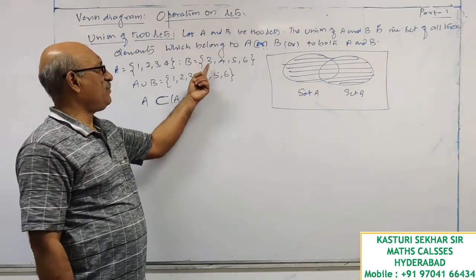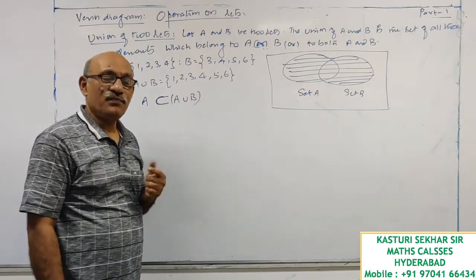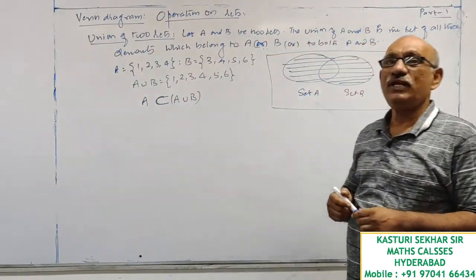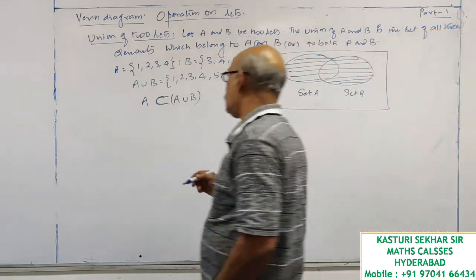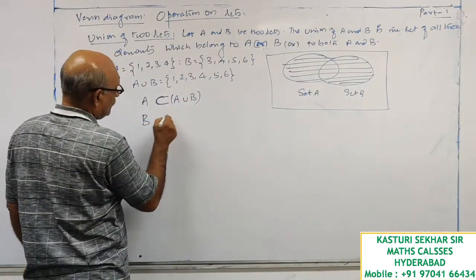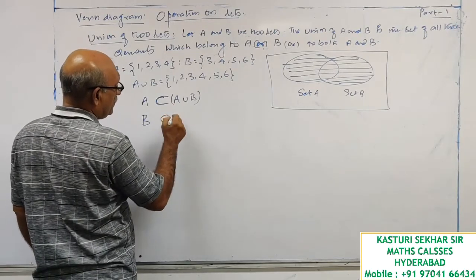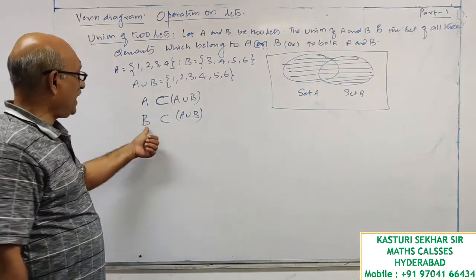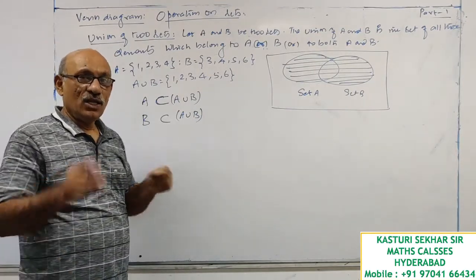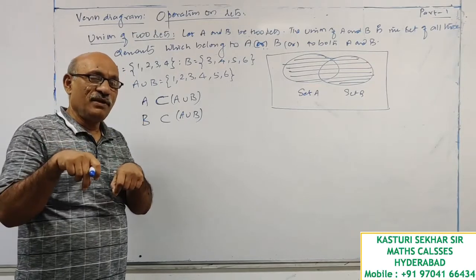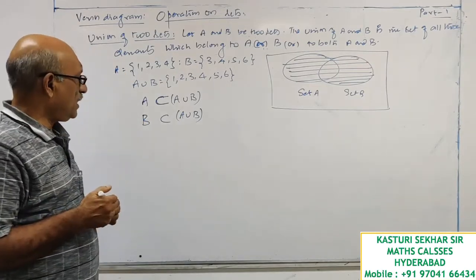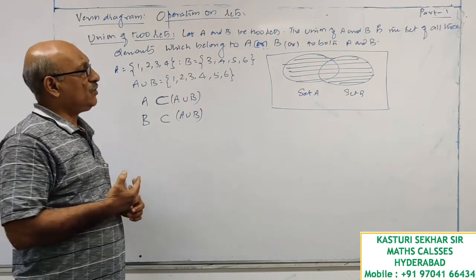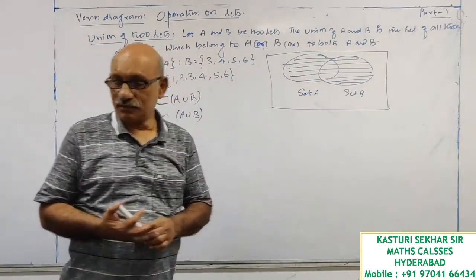Similarly, let us see set B from A union B's point of view. B is a proper subset of A union B. Every element of B is in A union B. So I am looking at set B from A union B's point of view. So B is a proper subset of A union B. One diagram is represented in this manner.